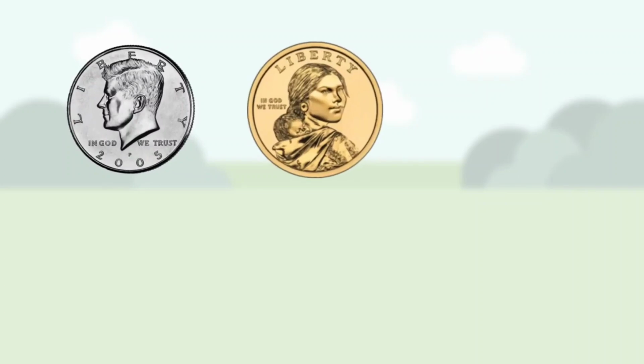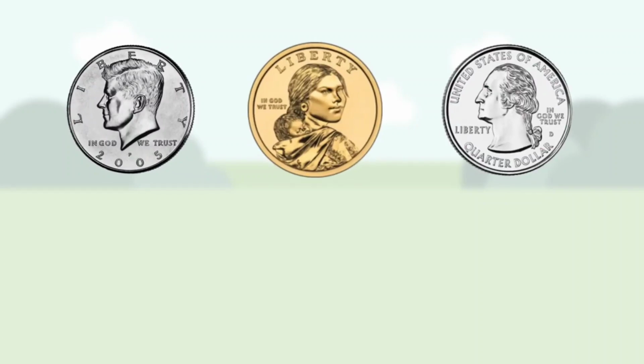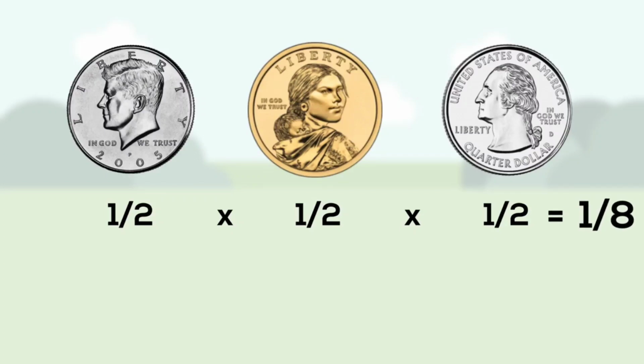What's the probability of flipping heads 3 times in a row? Well, it's the probability of the first flip landing heads multiplied by the probability of the second flip landing heads multiplied by the probability of the third flip landing heads. 1/2 times 1/2 times 1/2. 1/8. What if the events are dependent?